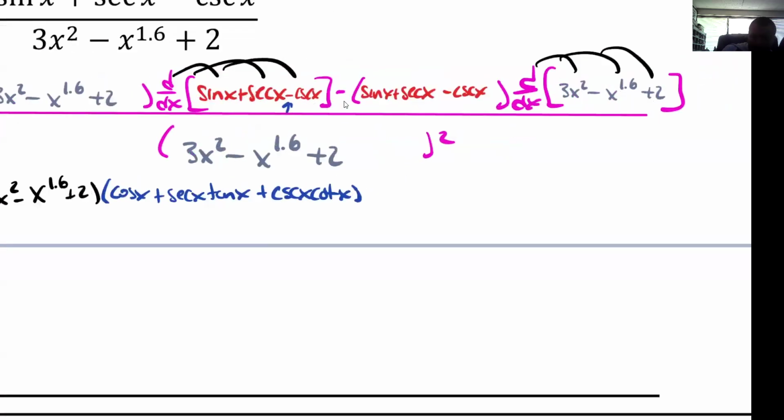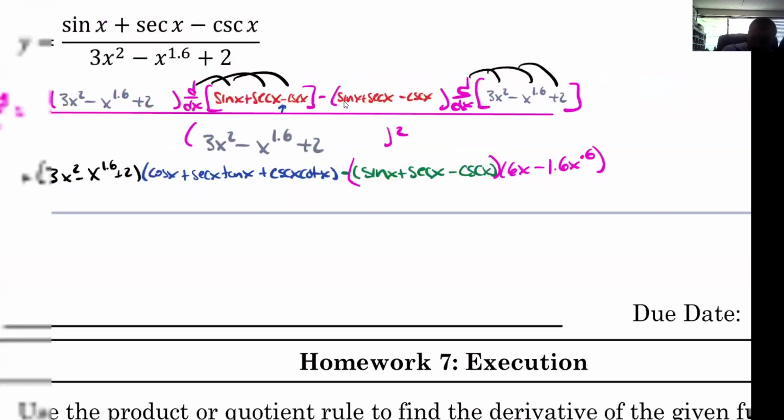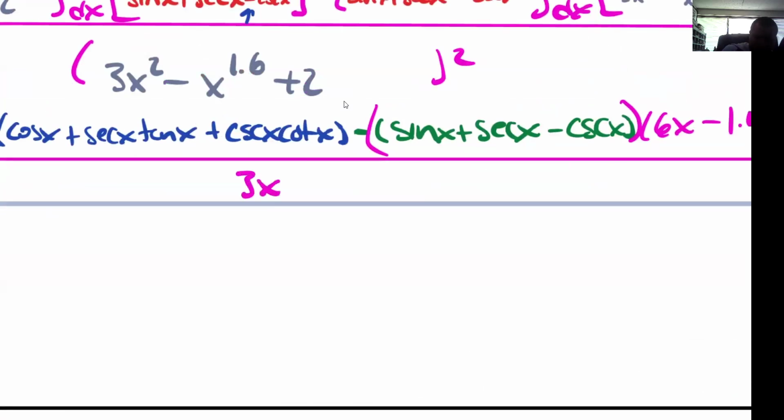Again, if there's any of these derivatives that you don't know just off the top of your head, flashcard them up. We got a sine of x, we got a secant of x, we got a minus cosecant of x, and then derivative over here, we have a 6x. This whole thing is in parentheses. 6x minus 1.6x to the 0.6, right? That's just power rule over our denominator squared, which we are definitely not expanding out. 3x squared minus x to the 1.6 plus 2 whole thing squared.